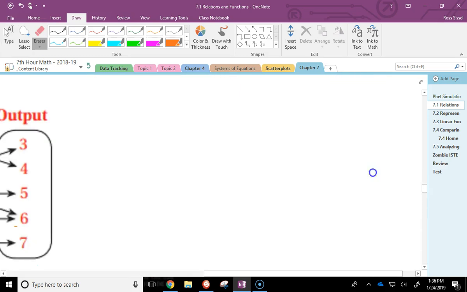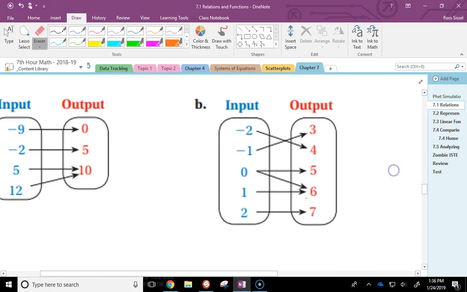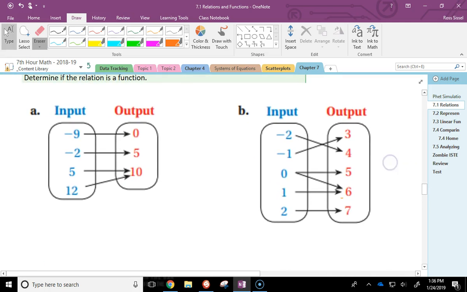Here's our examples. We're now tying this all together to see if we can figure this out. On this first one, -9 went to 0. -2 went to 5. 5 went to 10. 12 went to 10.